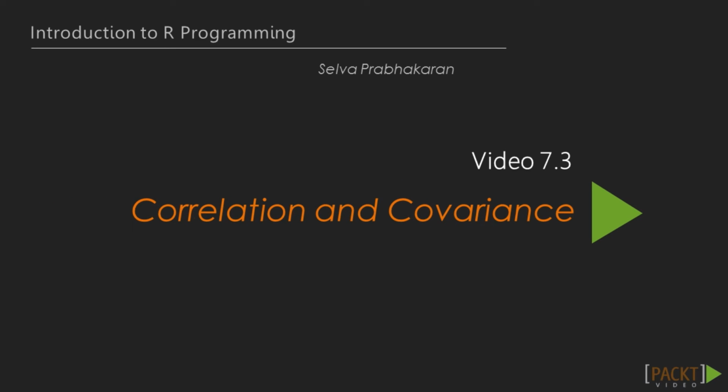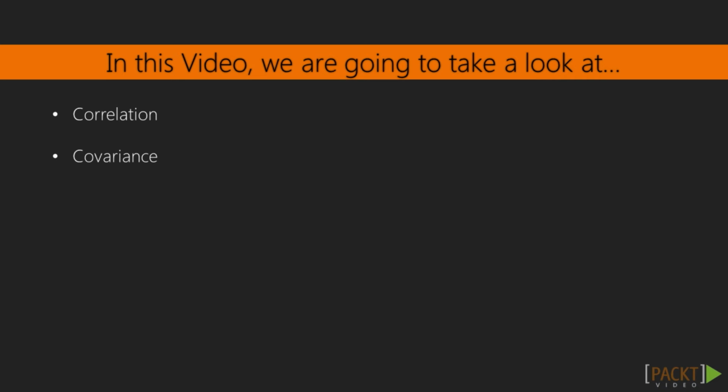From this video on, and in the next 2 videos, we will learn about bivariate analysis, starting from correlation and covariance in this one. In this video, I'm going to show you what correlation is, how to interpret it, and how to compute it. We'll do the same with covariance as well.